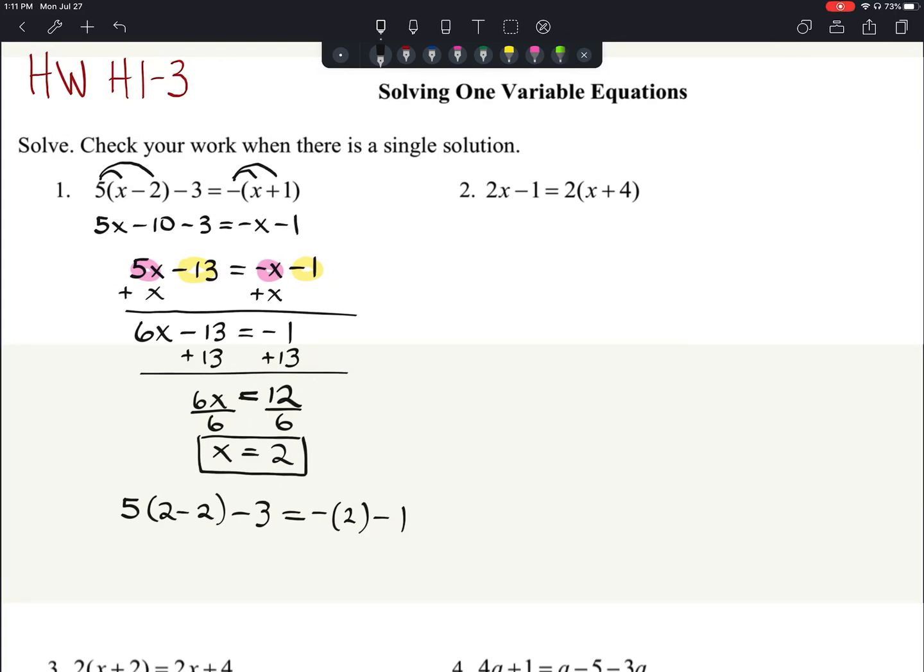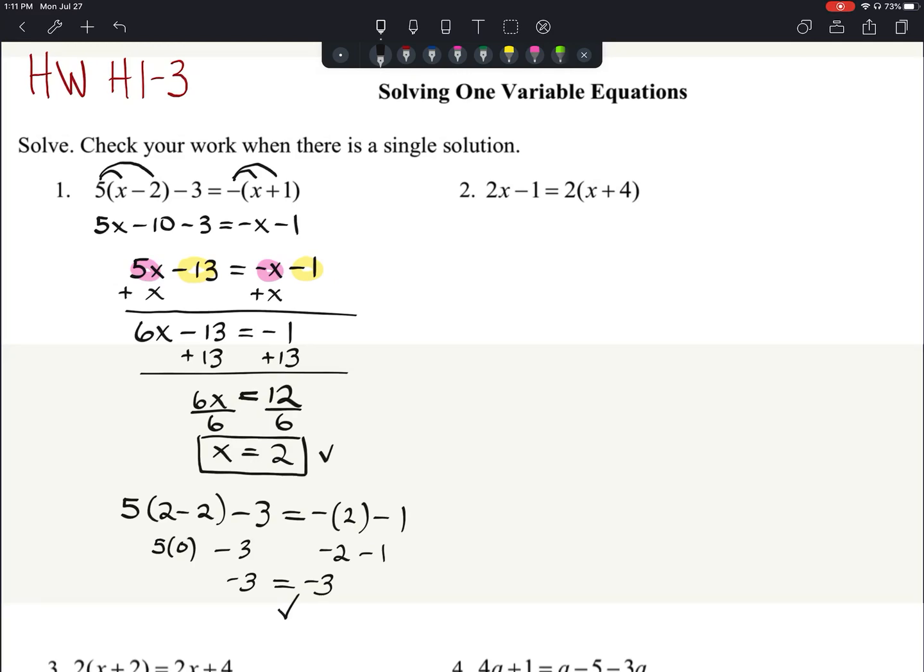So 2 minus 2 is 0, so we have a 5 times 0 minus 3, which would end up giving us 0 minus 3, which is negative 3. And on the other side, an opposite of 2 is negative 2. Minus 1 gives us a negative 3. We know that our answer is correct. We know that 2 works. So that's a great way to check our answers.